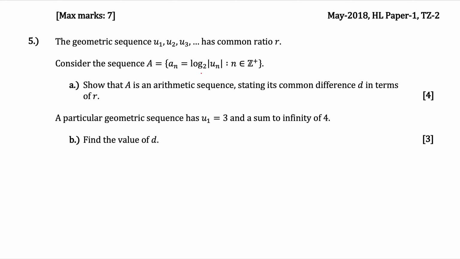Question number 5 from May 2018, HL Paper 1, Time Zone 2. We've been given a geometric sequence u_n that has a common ratio r and a second sequence a_n defined by log base 2 of u_n, where n is a positive integer. Now in part A, we need to show that a_n is an arithmetic sequence, stating its common difference d in terms of r.